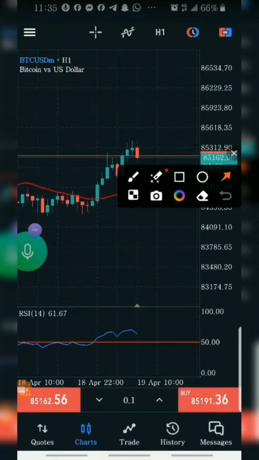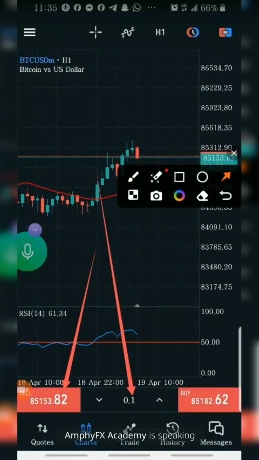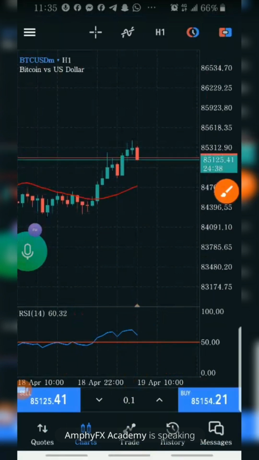So this is where I will enter my lot size. I will then enter my lot size. I've already entered my lot size of 0.1. Then if I want to sell, I'll click on sell. If I want to buy, I'll click on buy. But now I want to buy, right? I want to buy, and I've entered my, what do they call it?